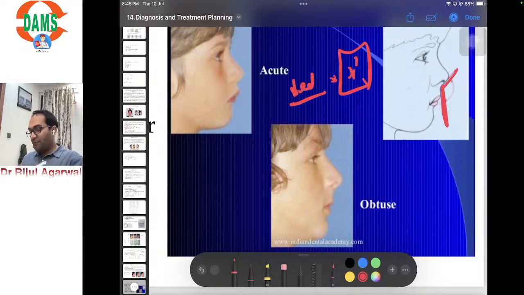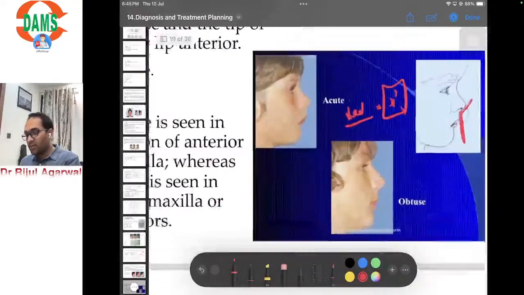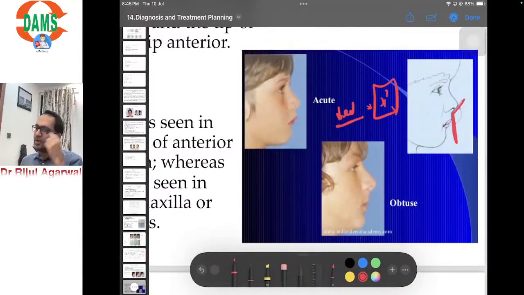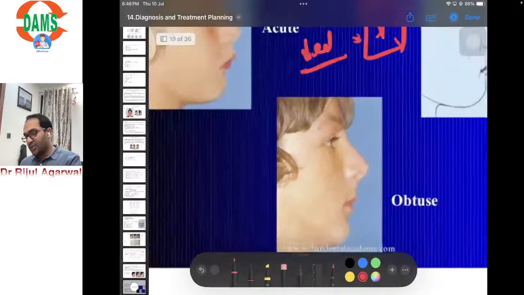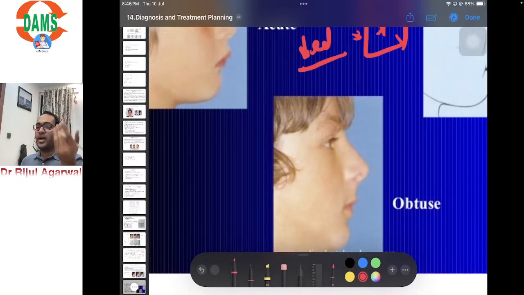And in your exam, sometimes they don't give you increase, decrease. They can also give it to you as acute and obtuse, which happened I think in NEET 2024. Acute and obtuse. So if it is acute, it means it is decreased. That means extraction is required. If it is obtuse, like in this case, that means the incisors are either straight or retroclined. You need to upright them or procline them so as to obtain a correct nasolabial angle.